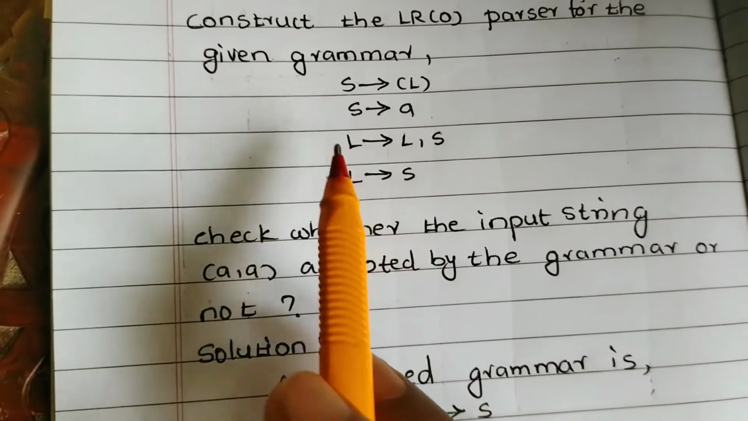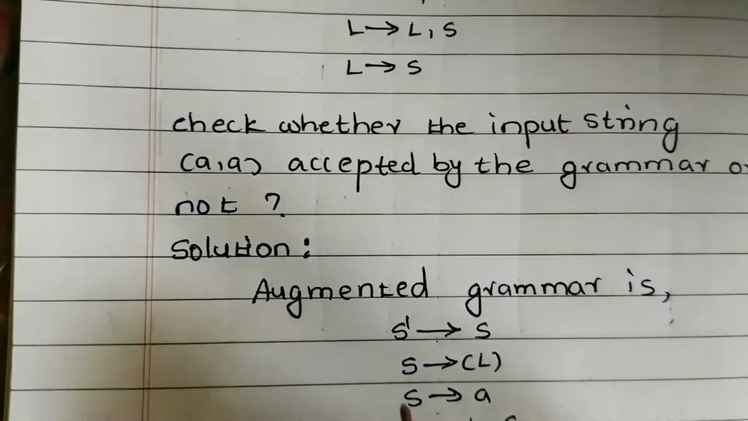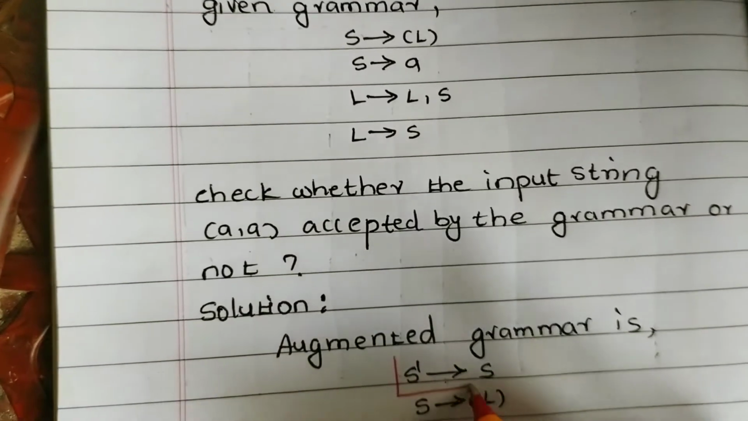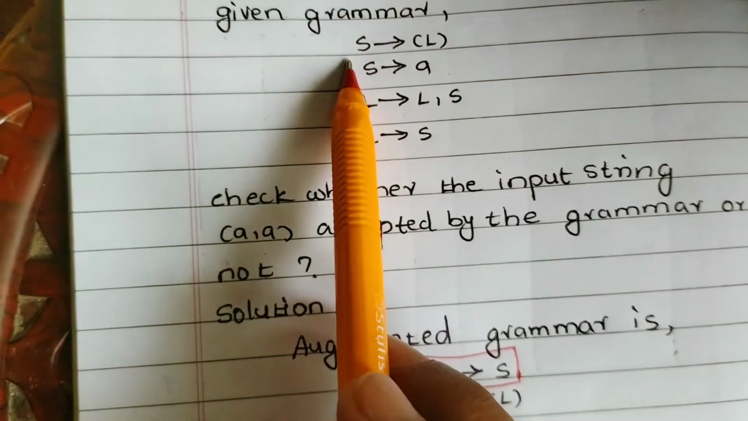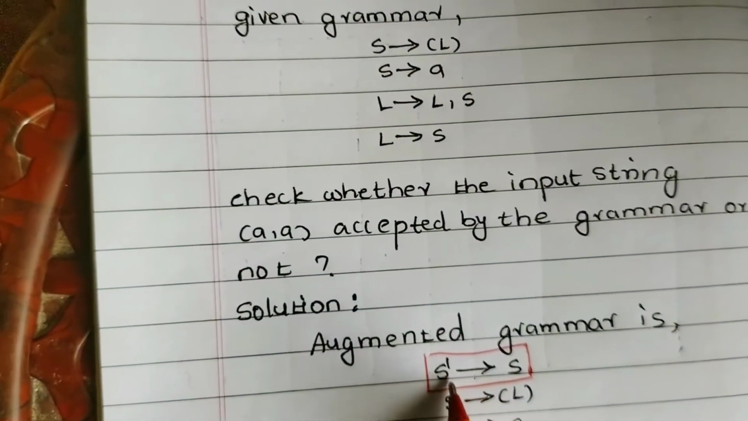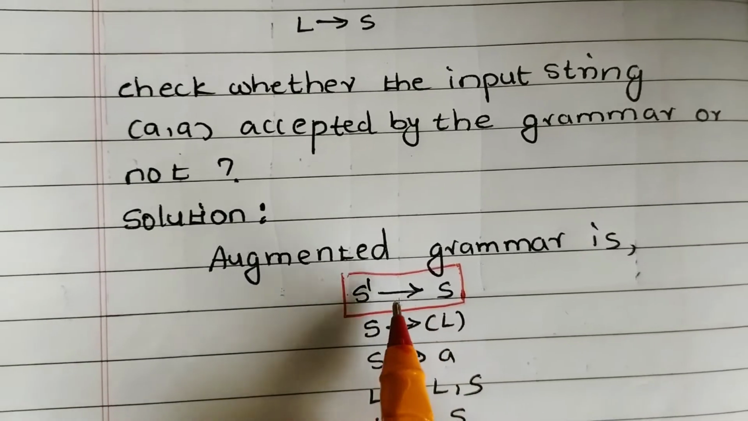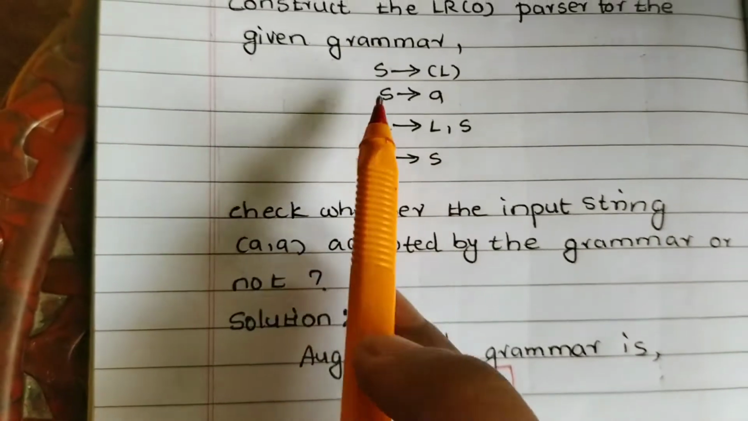For solving this LR parser problem, first we need to augment the grammar. Augmentation is nothing but adding a new starting symbol. S is the starting symbol, so simply we write S' tends to S, and this is the augmented grammar. Then we simply write the remaining productions from the question.